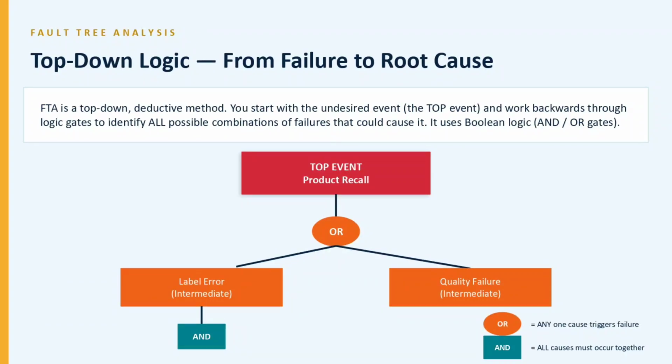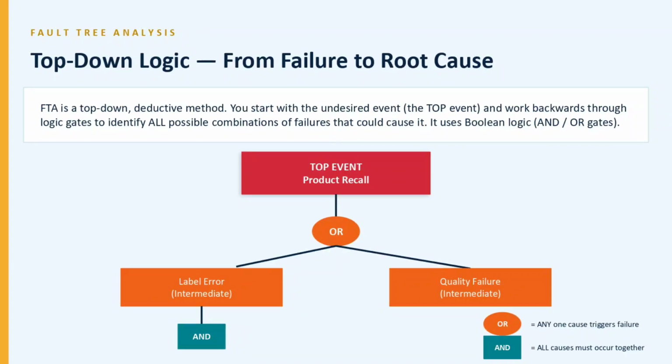So in our example, we have the top event, product recall, at the top. Below it is an OR gate, connected to two intermediate events. A label error and a quality failure. Either one of those alone could cause a recall. Below the label error, we have an AND gate, meaning both a missing barcode and a verification failure would need to happen together to cause the label error.